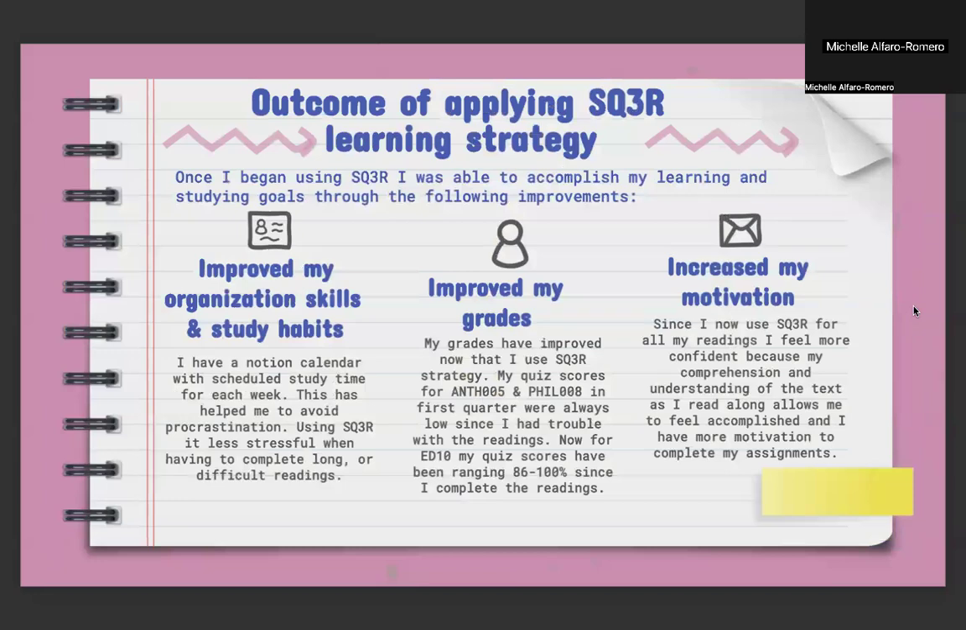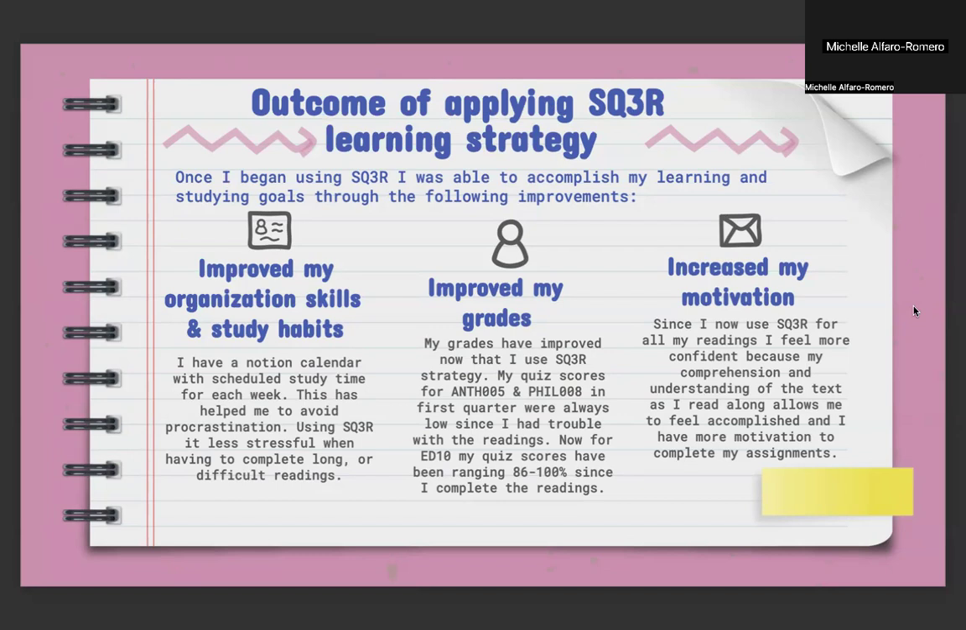An outcome of applying SQ3R is that once I began using it, I was able to accomplish my learning and studying goals through the following improvements. It improved my organization skills and study habits since I have a Notion calendar with scheduled study time for each week, and this has helped me to avoid procrastination because by using this specific reading strategy, it doesn't feel as stressful when I have to complete long and difficult readings.